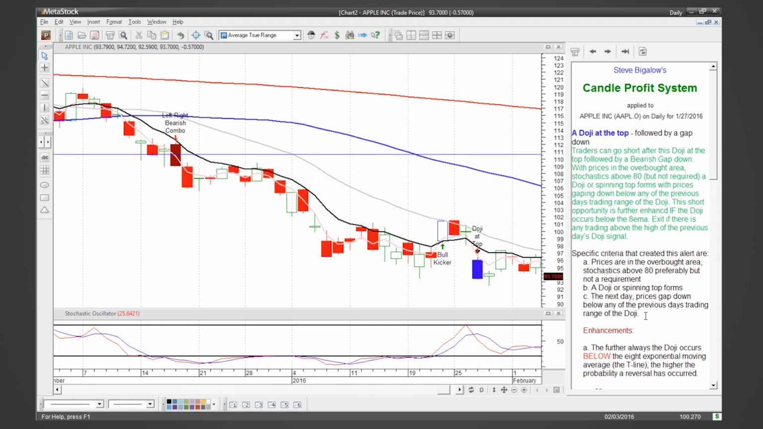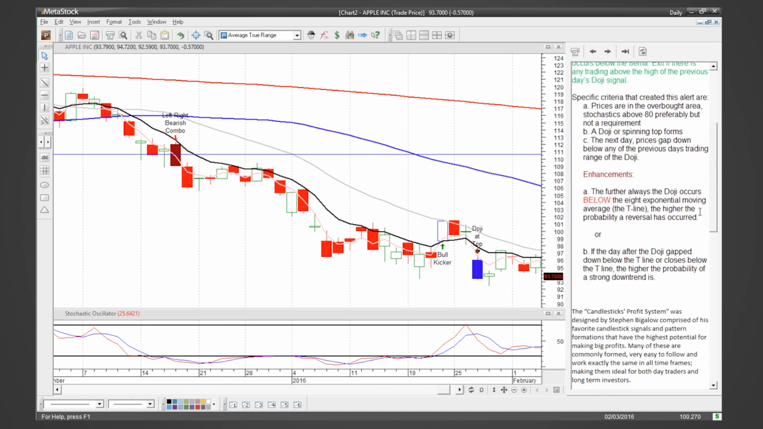Okay. Down here we've got enhancements. Inevitably, when you run a scan, you're going to have more than one that comes back. Like you'll have Apple and you'll have Google and you'll have maybe 15 or 20 different stocks that you can actually evaluate.